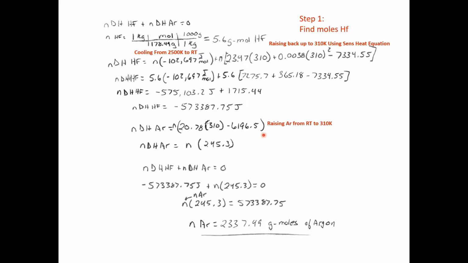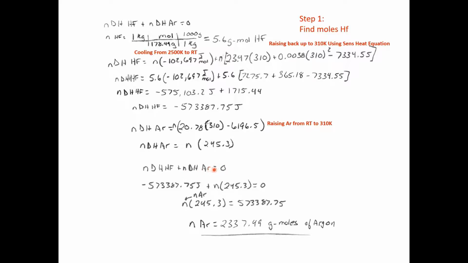Now we have to calculate the amount of heat it would take to raise argon from room temperature to 310 Kelvin. And we use our sensible heat equation for argon. We're solving for the number of moles. So it's N delta H argon equals N times what we got when we plugged 310 in. So that's 245.3 joules. N delta H for hafnium plus N delta H argon, or number of moles times change in enthalpy for hafnium, plus number of moles times change in enthalpy for argon, has to equal 0.